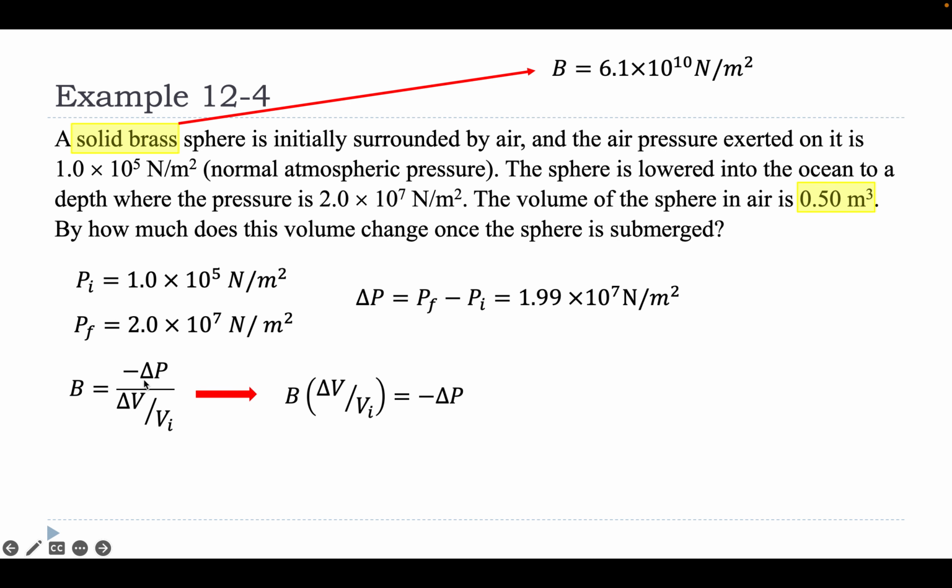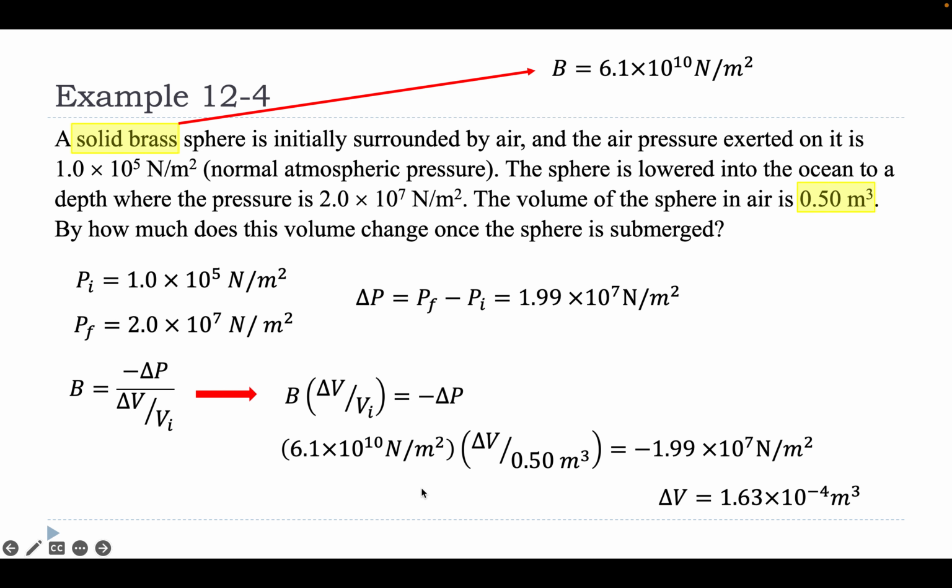I can rearrange the expression for the stress per unit strain by multiplying the quantity on the bottom on both sides, and I get that the bulk modulus times the change in volume over the initial volume is equal to negative the change in pressure. Then I can plug in the values that I know. The bulk modulus is 6.1 × 10¹⁰ newtons per meter squared. I'm looking for the change in volume. I know the initial volume was 0.5, and I know the change in pressure. So now I can algebraically manipulate this. I can multiply both sides by 0.5, and divide both sides by 6.1 × 10¹⁰, and I can solve for what the change in volume of this brass sphere would be under this change in pressure.